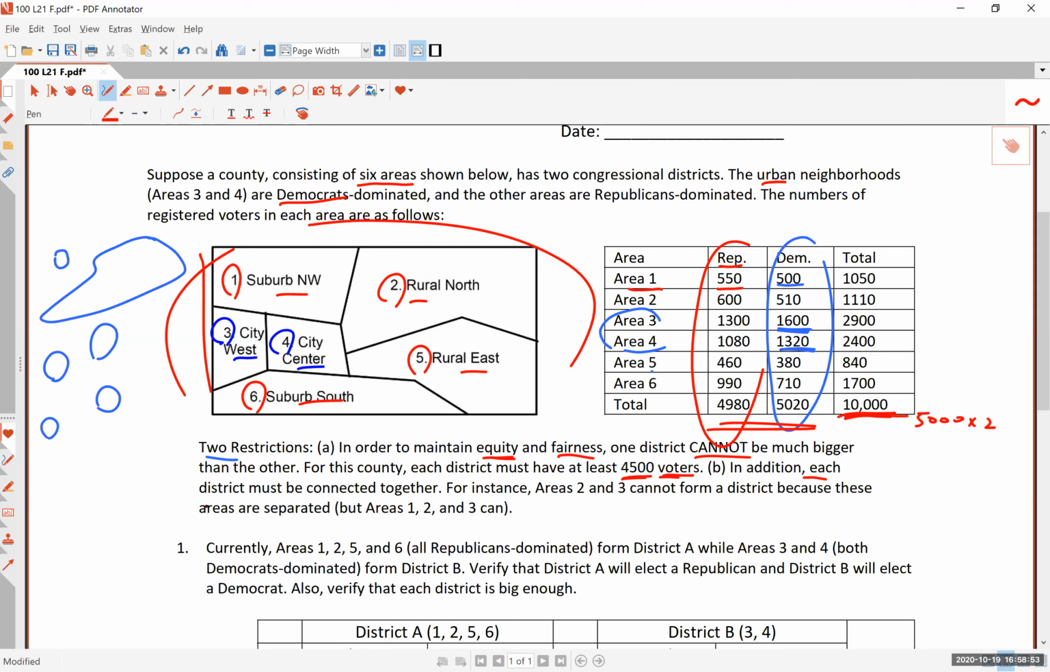In addition, each district must be connected together. So for instance, areas 2 and 3, where are 2 and 3? 2 is like here, 3 is over here. And so 2 and 3 together cannot be an independent congressional district. Now if you have 2, 3, and 4, it's okay because that would be connected. But 2 and 3 alone cannot make up a district. Does it make sense? 1, 2, and 3 can, because 1, 2, and 3 would be connected. All right, so those are the two criteria, the rules we have to go by.